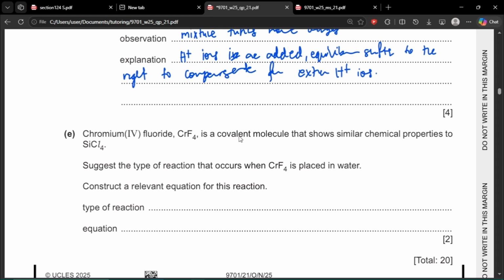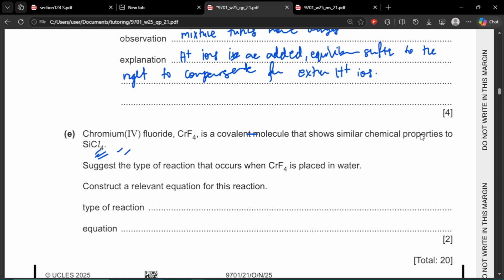Chromium fluoride is a covalent molecule that shows similar chemical properties to silicon tetrachloride. Haha, I actually don't remember the name, but SiCl4. This already gives you a hint, because when they mention these types of questions, they normally ask either properties or reactions. I don't think they ask anything else. Anyways, suggest the type of reaction that occurs when chromium tetrafluoride is placed in water.